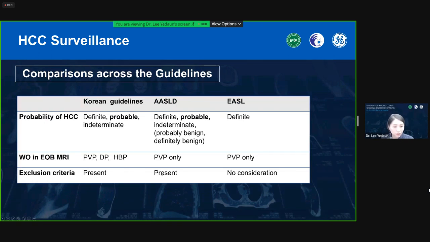So here is a summary of the differences of major guidelines of HCC. The Korean guidelines differ from the Western guidelines when it comes to the timing of washout. The EASL guidelines do not specify the use of exclusion criteria, while the other two clearly declared exclusion criteria.